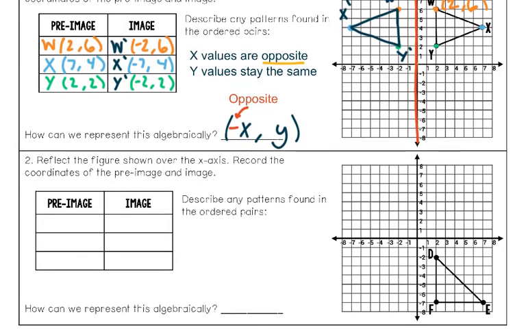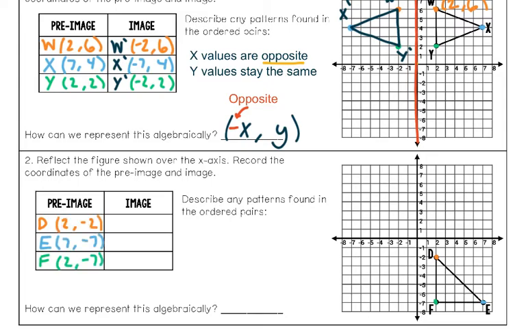Let's see if we can discover another pattern in the next example. In number 2, it says reflect the figure shown over the x-axis. Then we're going to record the coordinates of the pre-image and the image that comes after the reflection. So let's start just like we did last time. Go ahead and plot the points of the pre-image and write those coordinates into the table. Go ahead and do that now and press play when you're ready to check.